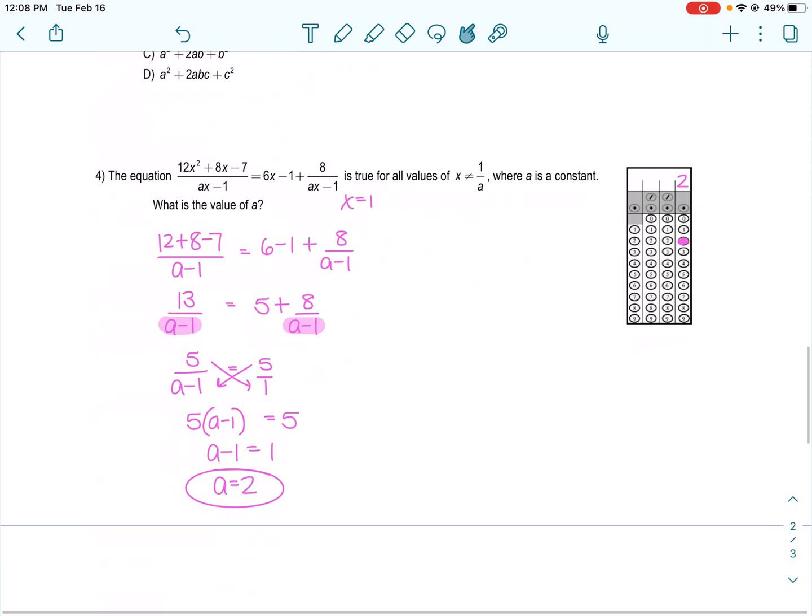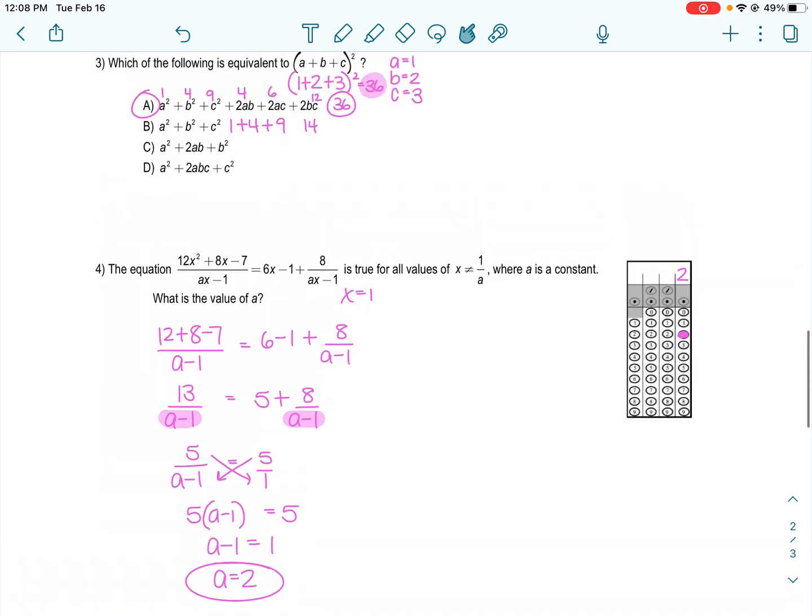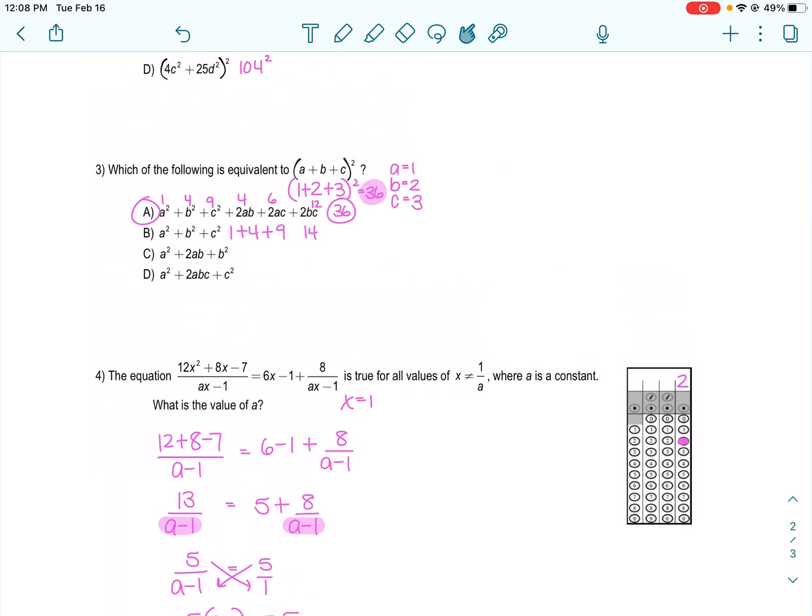Again, with equivalent expressions, you could actually do the math, like multiplying it out or dividing like we did on the first problem, or you can try this substitution technique where you pick values, plug them in, and see which one also equals that value.